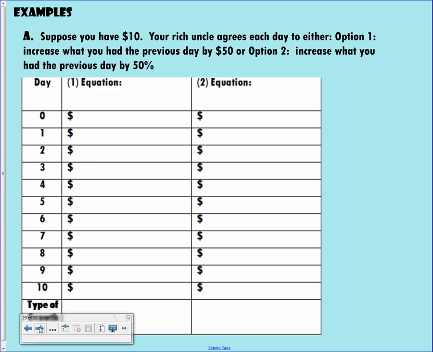Example A says, suppose you have $10. Your rich uncle agrees to give you two options on some money. Option 1 is to increase what you had each day by $50, or option 2 is to increase what you had by 50%.